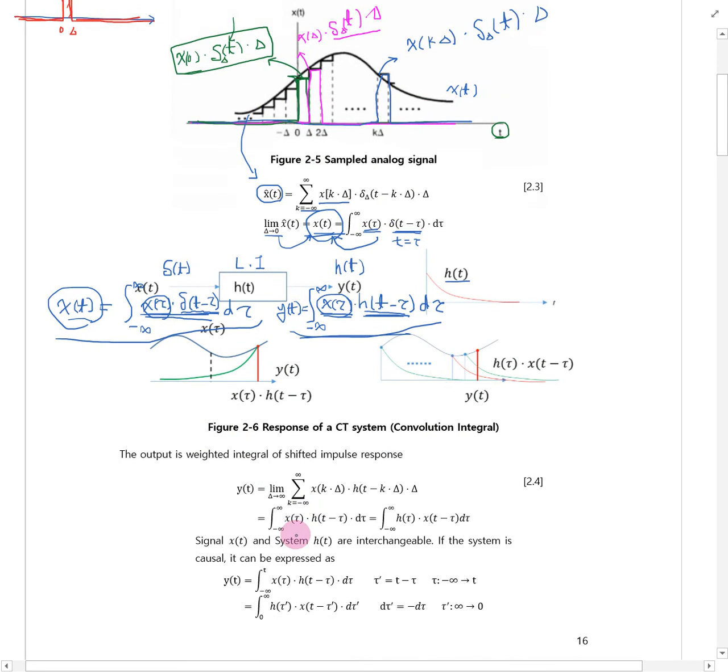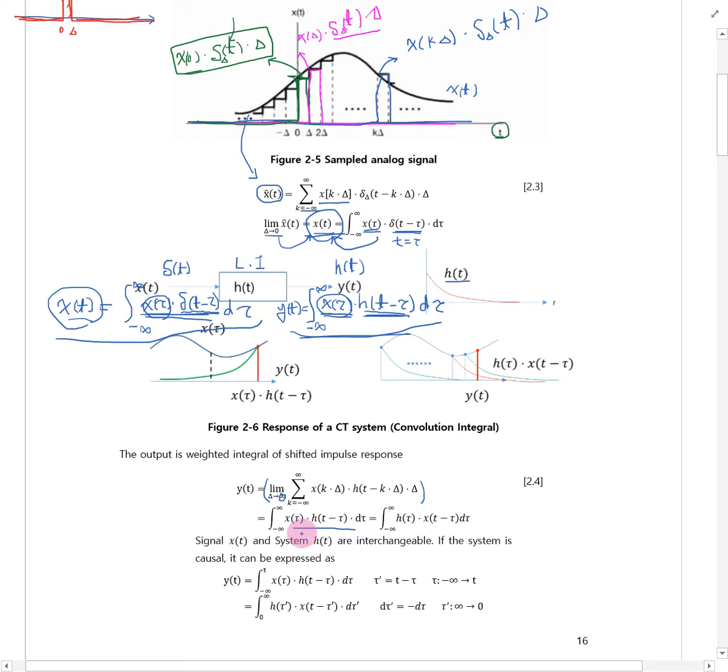So from here, the output is the integral from minus infinity to infinity of x(tau) times h(t minus tau) d tau. This is the output. It's the same thing we had in the approximate version with k delta, we can approximate that one. Oh, delta should be ghosted. It's a typo.